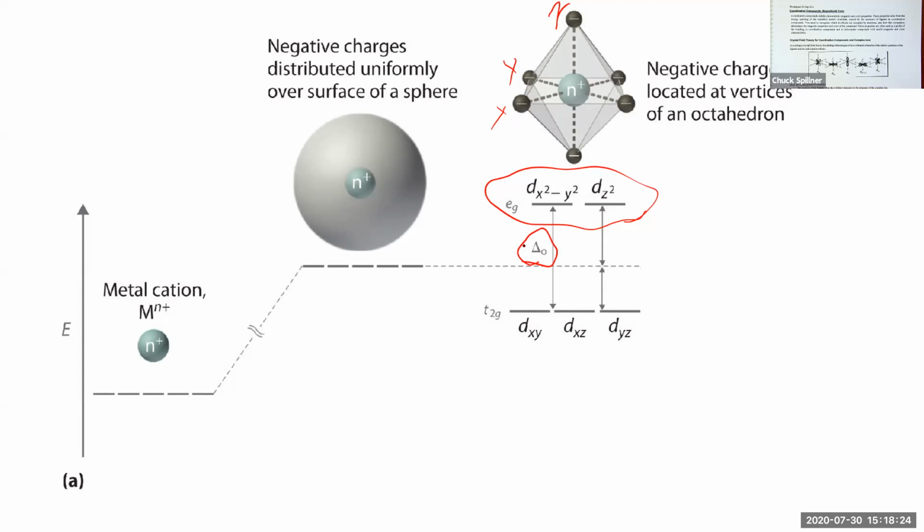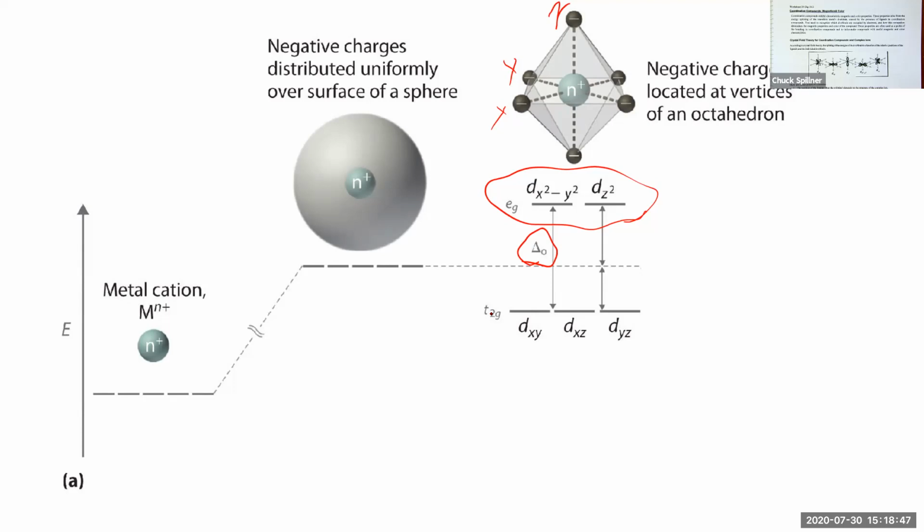So the dxy, dxz, dyz are three lower energy orbitals. There's a symmetry designation called the T2g, so those three orbitals are called the T2g orbitals. And then the Eg orbitals, the dx squared minus y squared and the dz squared orbitals, are way higher in energy.